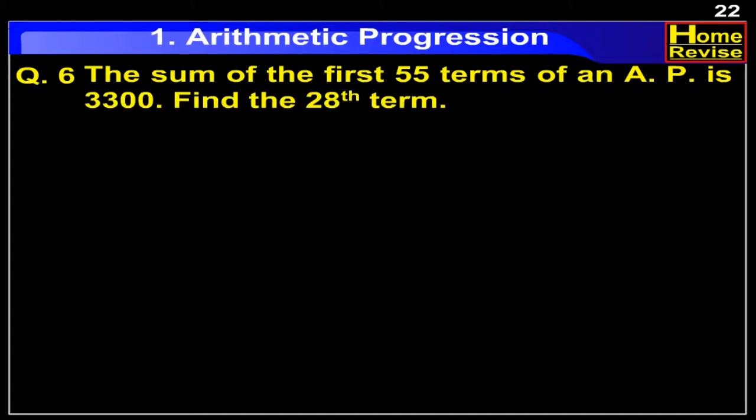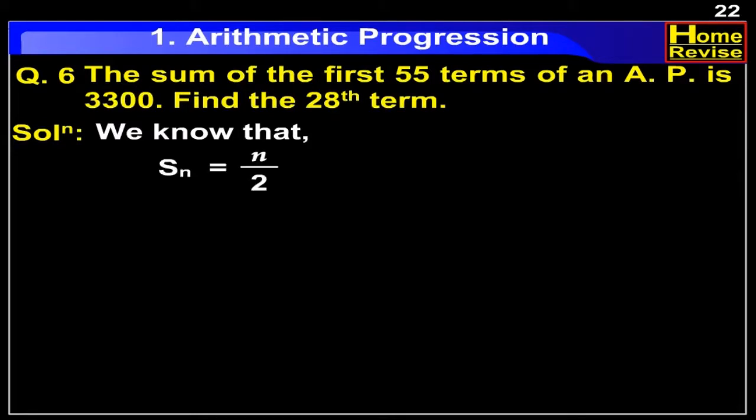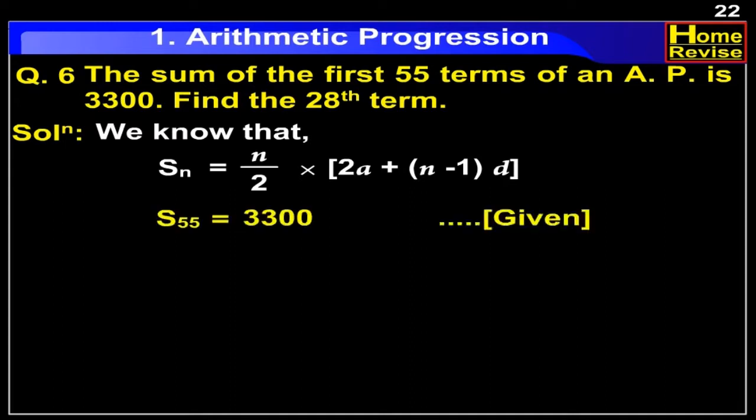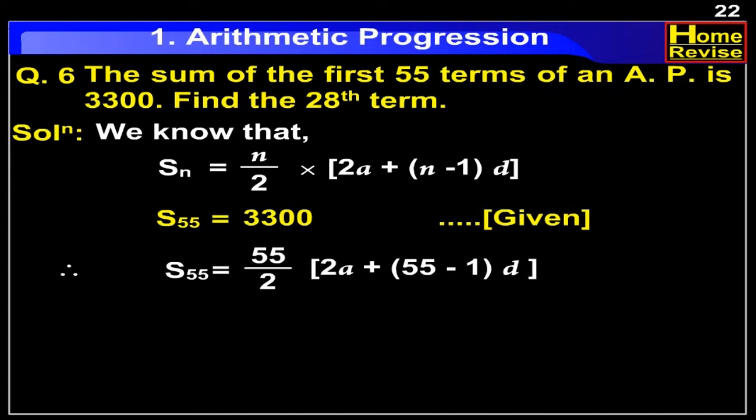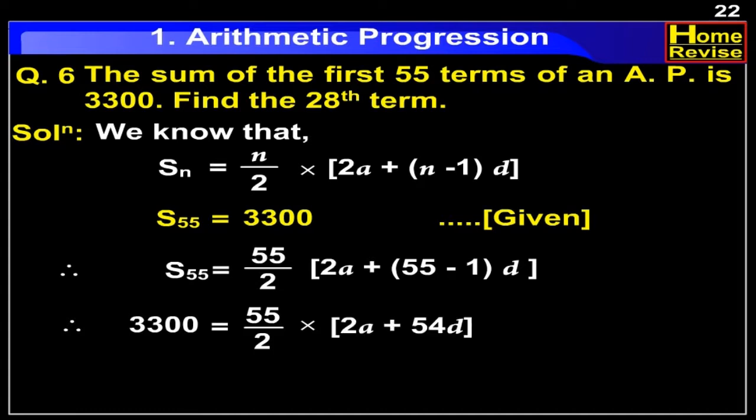The sum of the first 55 terms of an arithmetic progression is 3300. Find the 20th term. Solution. We know that Sn is equal to n upon 2 into 2a plus n minus 1 into d. It is given that S55 is equal to 3300. Therefore, S55 is equal to 55 upon 2 in bracket 2a plus 55 minus 1 into d. Therefore, 3300 is equal to 55 upon 2 into 2a plus 54d.